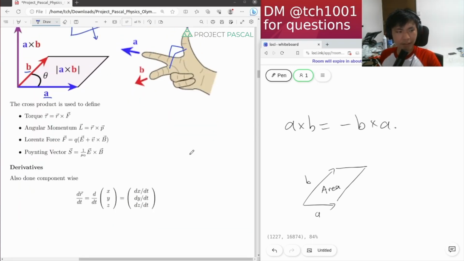So just like how you can take derivatives of functions, you can also take derivatives of vectors. So derivatives of vectors are just calculated coordinate wise.